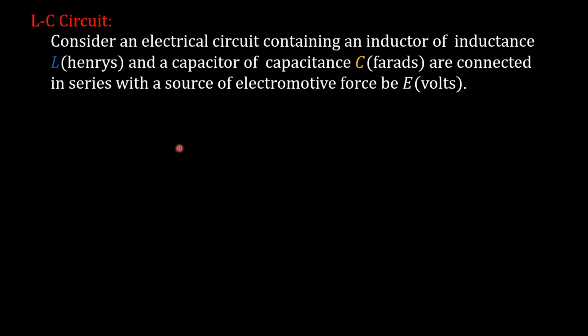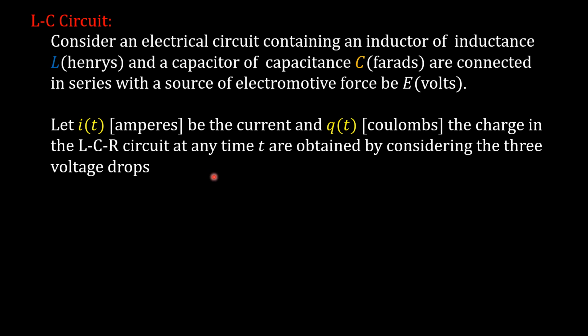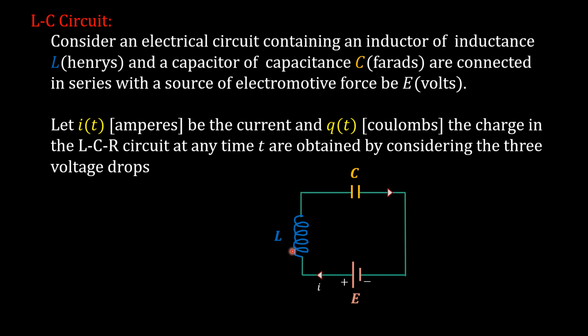In the LC circuit, we just have to remove the resistor from the previous circuit, and then all the remaining things are the same. So this is the circuit. Here only the resistor is not considered; all the remaining things are the same.